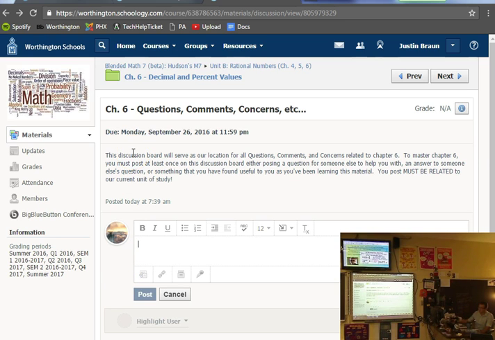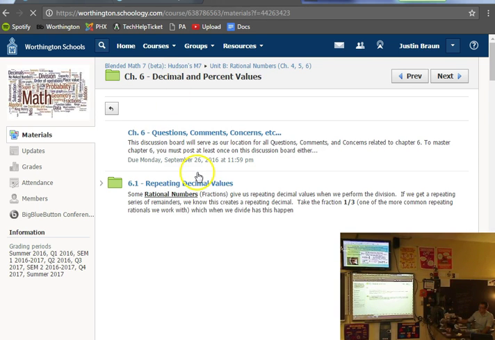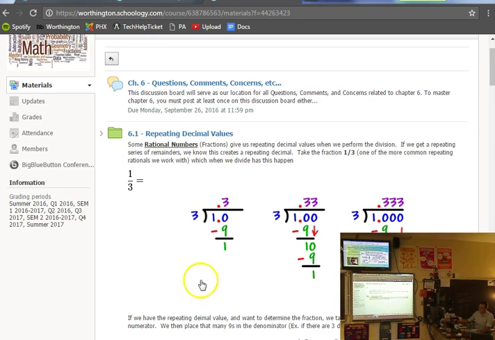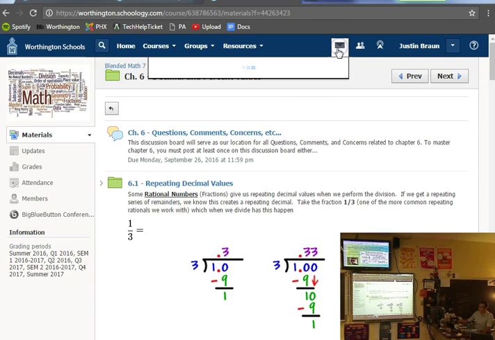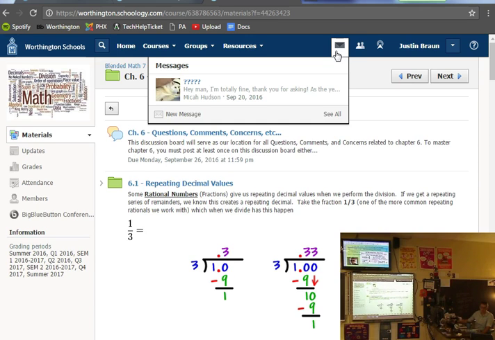Okay. We've talked about how to get to your homework. We've talked about the resources inside the folders, like how you should be looking at these things. What else is there important in Schoology? Messages. So messaging is a great way to communicate just with me.